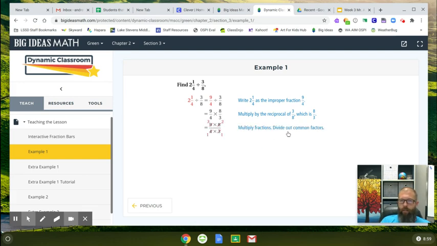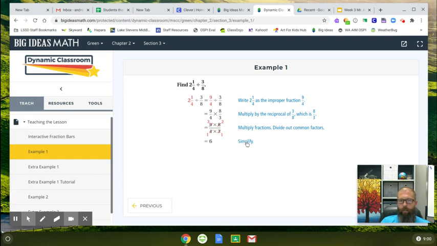Multiply the fractions, divide out common factors. So dividing out common factors, remember, is basically reducing a fraction before you multiply to keep the numbers nice and small. So we can see that 9 and 3 have a common factor of 3. So divide out: 3 divided by 3 is 1. 9 divided by 3 is 3. 8 and 4 have a common factor of 4. So divide both of these by 4, and you end up with 1 and 2. So that's what's going on here.